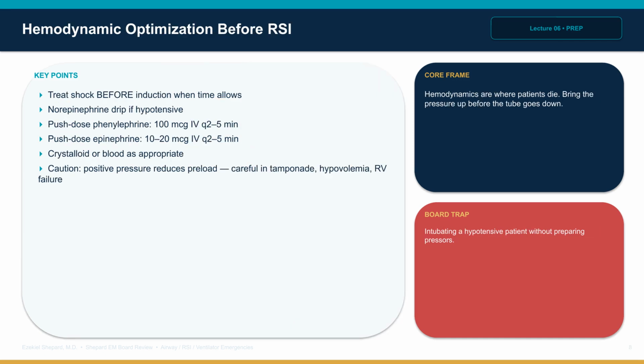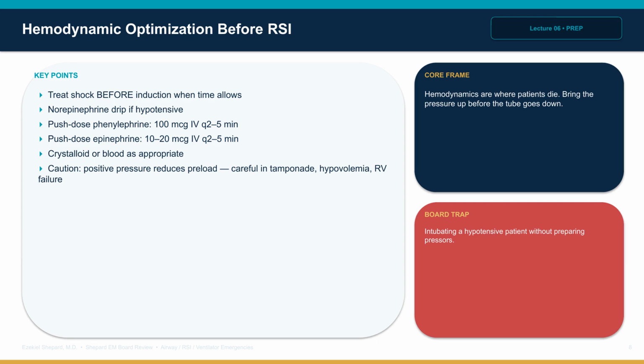Hemodynamics are where patients die during intubation. Treat shock before induction when time allows. Use norepinephrine drip or push-dose pressors when hypotension is imminent. Push-dose phenylephrine is 100 micrograms intravenously every 2 to 5 minutes. Push-dose epinephrine is 10 to 20 micrograms intravenously every 2 to 5 minutes. Give crystalloid or blood when appropriate.